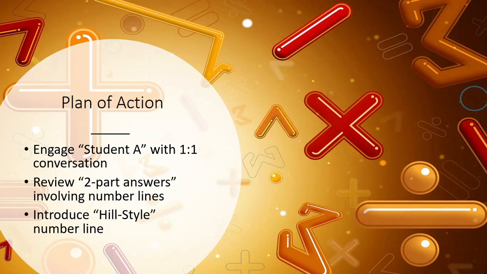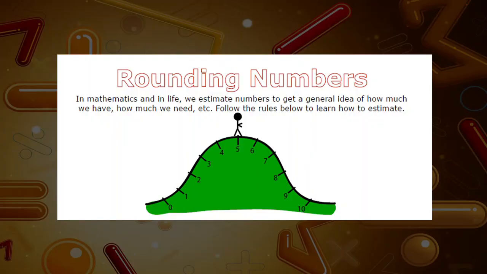Lastly, we will introduce student A to the Hill style number line that we will be using for the next activity. This will give her visual cues to help reinforce rounding up or down. Student A is a very visual learner, hence we've decided that the Hill style number line may be a wonderful manipulative for her to use.